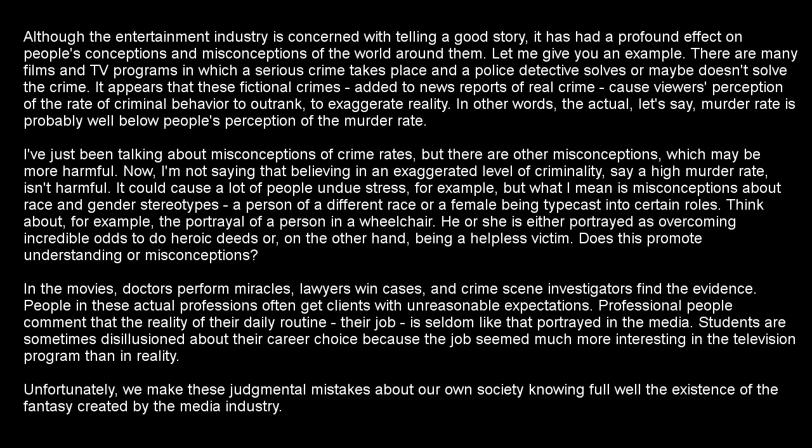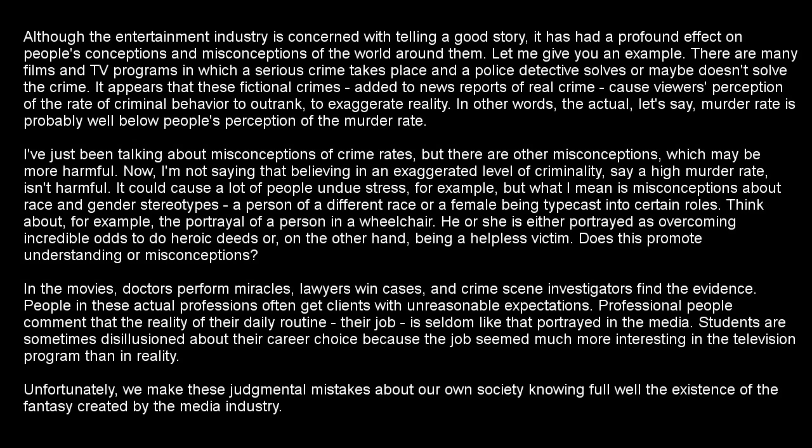I've just been talking about misconceptions of crime rates, but there are other misconceptions which may be more harmful. Now, I'm not saying that believing in an exaggerated level of criminality, say a high murder rate, isn't harmful. It could cause a lot of people undue stress, for example. But what I mean is misconceptions about race and gender stereotypes. A person of a different race or a female being typecast into certain roles.